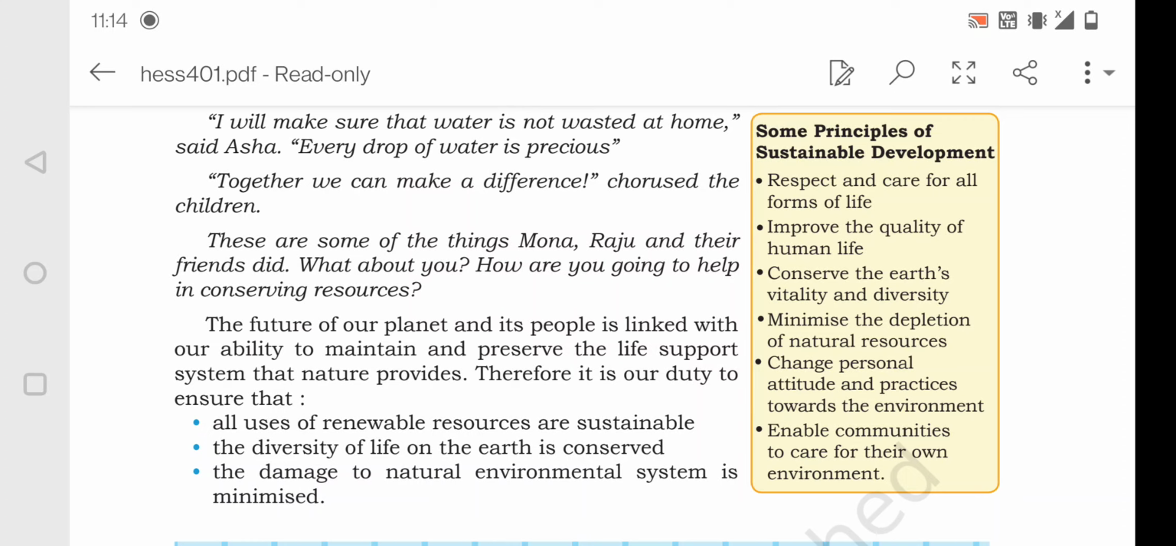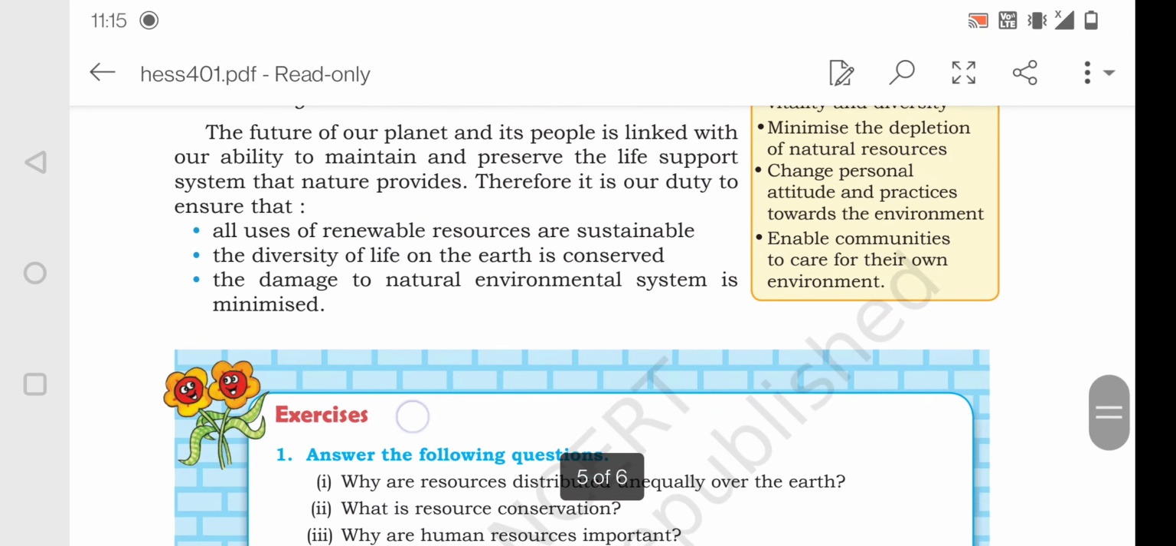Then enable communities to care for their own environment, and make everyone trained and aware about the environment, its importance, and the vitality of the earth, so that together we can make this place a better and sustainable place to live for the present generation and the future generation both. This way we have completed the chapter.